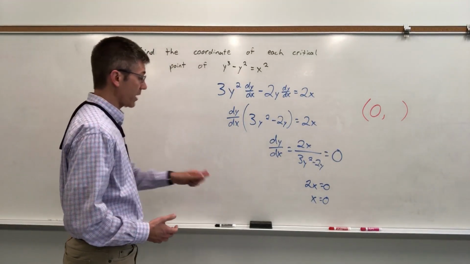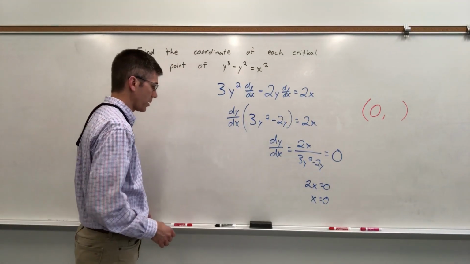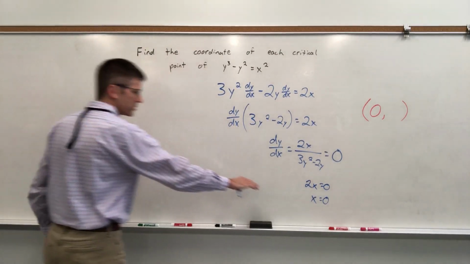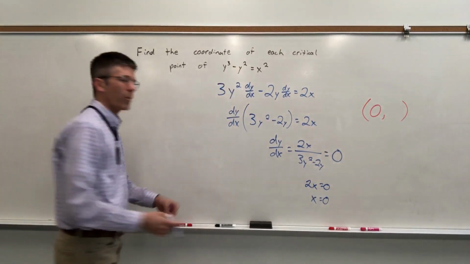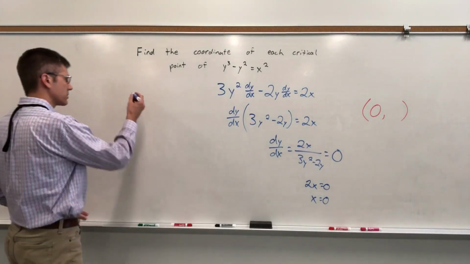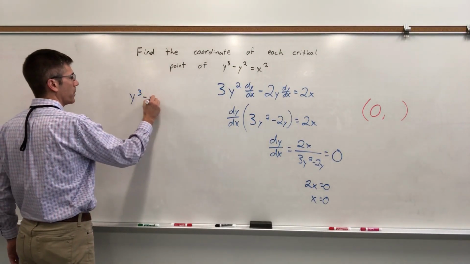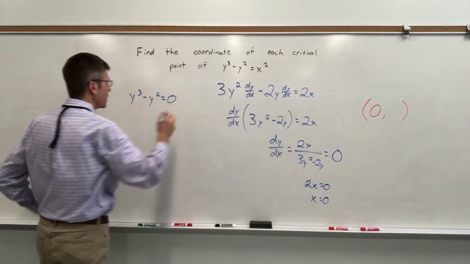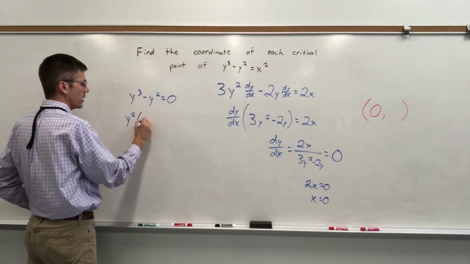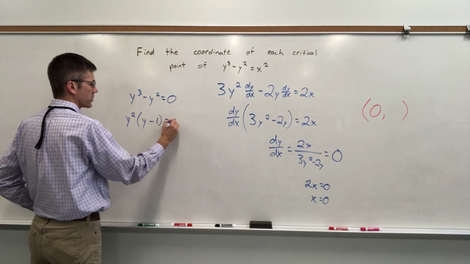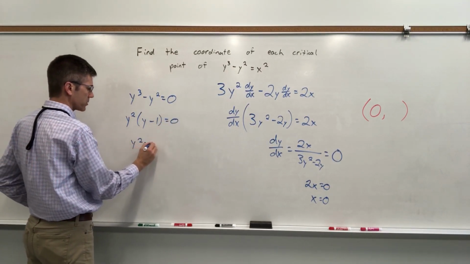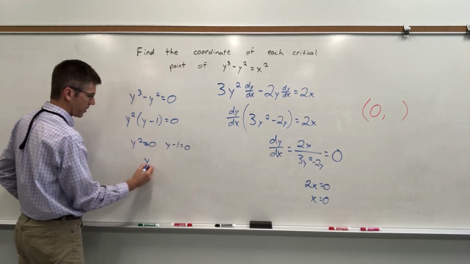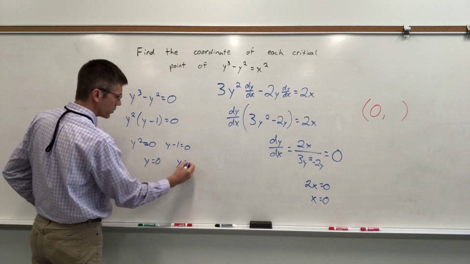So if x was equal to 0, we'll bring my work over here. What color? Let's stick with blue. If x equals 0, I wonder what the y coordinate is that goes with that. So we would say, y cubed minus y squared equals 0 squared. I'm plugging in 0 right there. So y squared times (y minus 1) equals 0. So y squared equals 0, y minus 1 equals 0. A lot of this can happen in your head. y equals 0 and y equals 1.